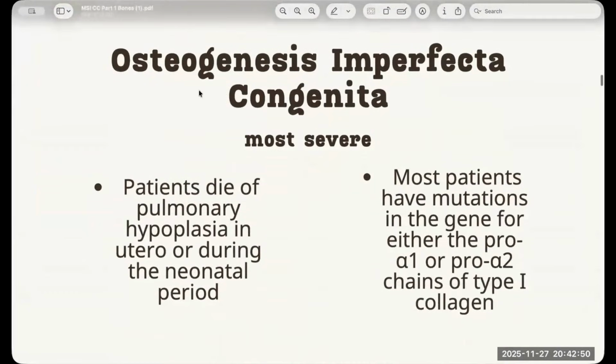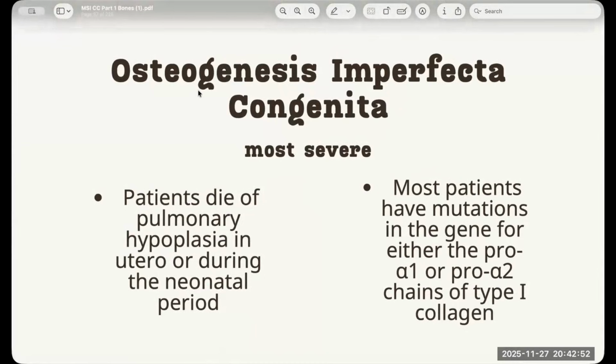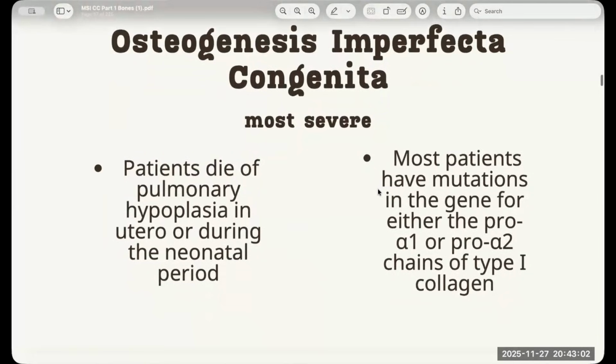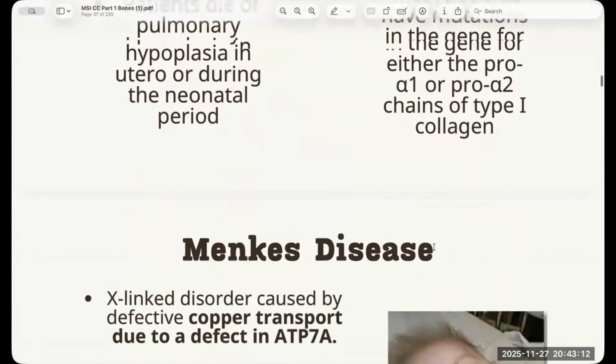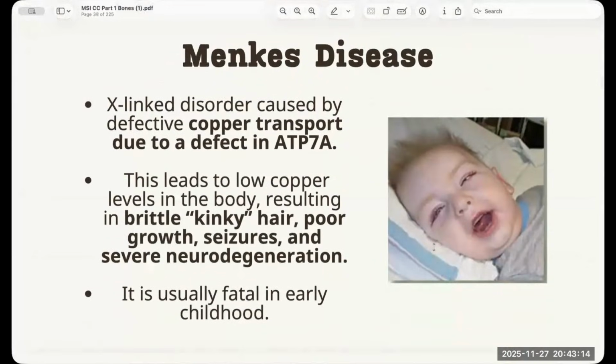All right. Now, there's also a more specific type of this disease known as osteogenesis imperfecta congenita. It's the most severe type of it, and patients die of pulmonary hypoplasia, or they have mutations in the gene for the pro alpha 1 or pro alpha 2 chain of type 1 collagen. The last disease is Menkes disease. This is an X-linked disorder caused by defective copper transport due to a defect in ATP7A. All right, just know this in case it's high yield.